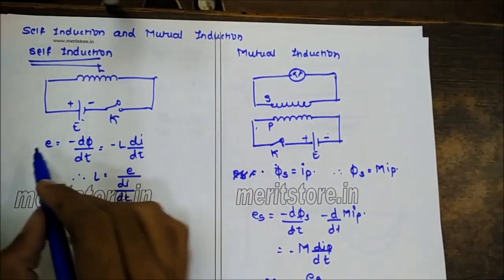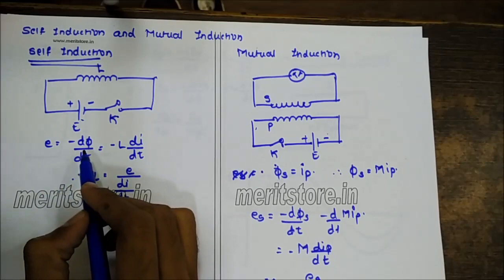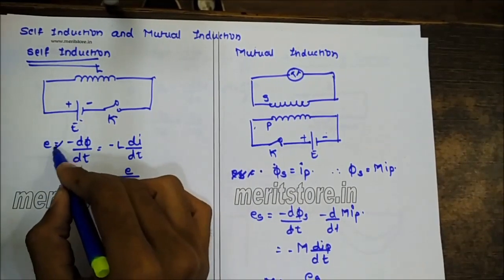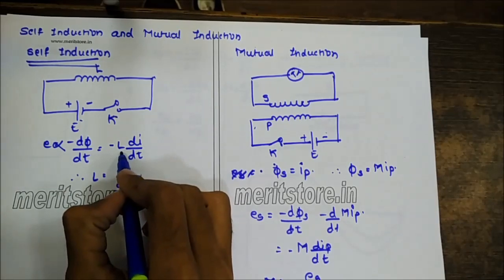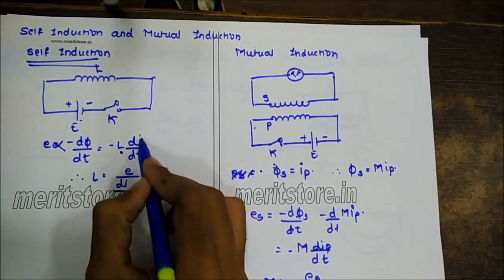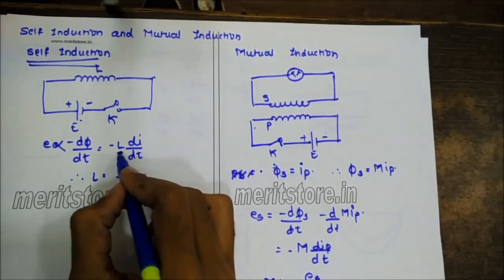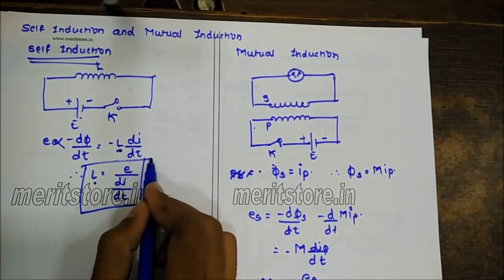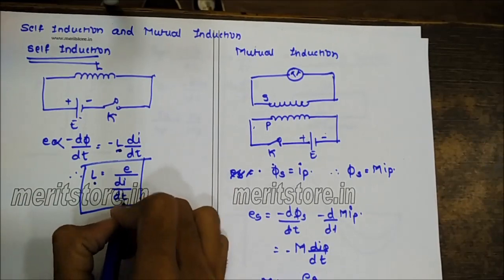Here we again use Lenz's law, E equals minus d phi by dt, where we use a constant L for the direct proportionality. L is called the coefficient of self-inductance, and we can get the formula to be E equals minus L di by dt.